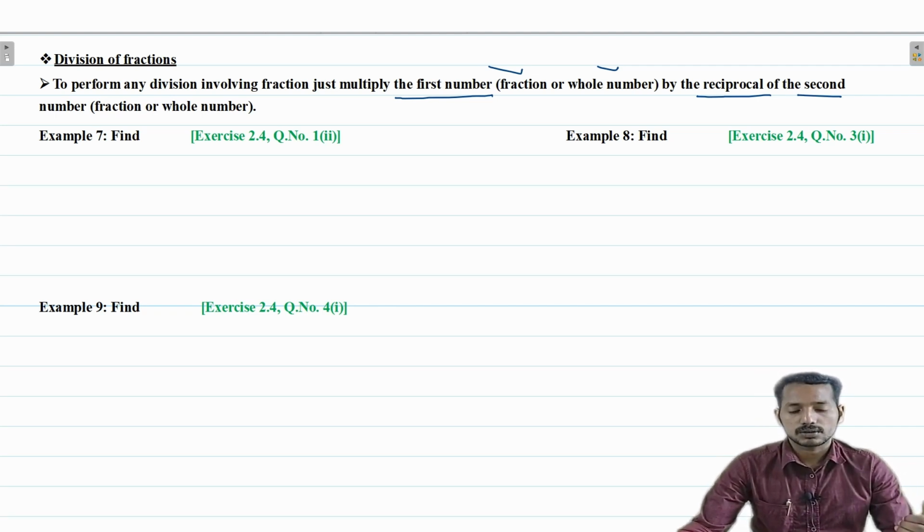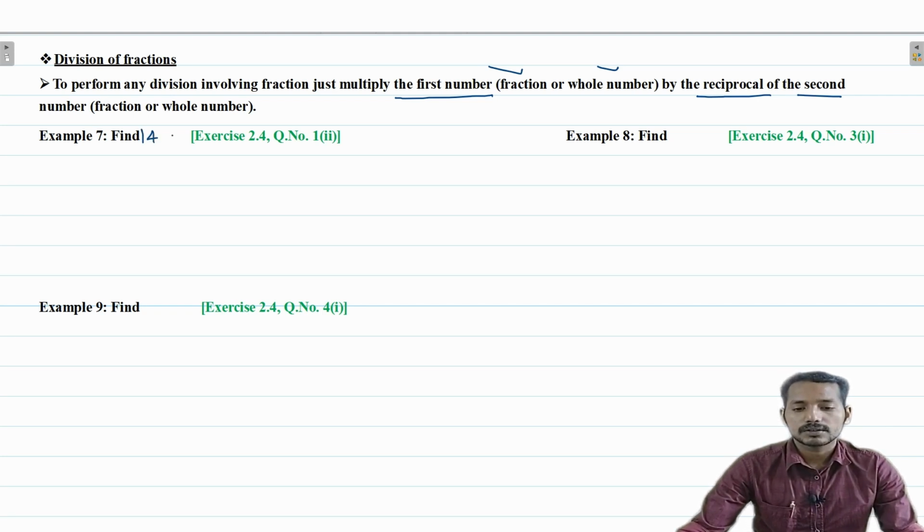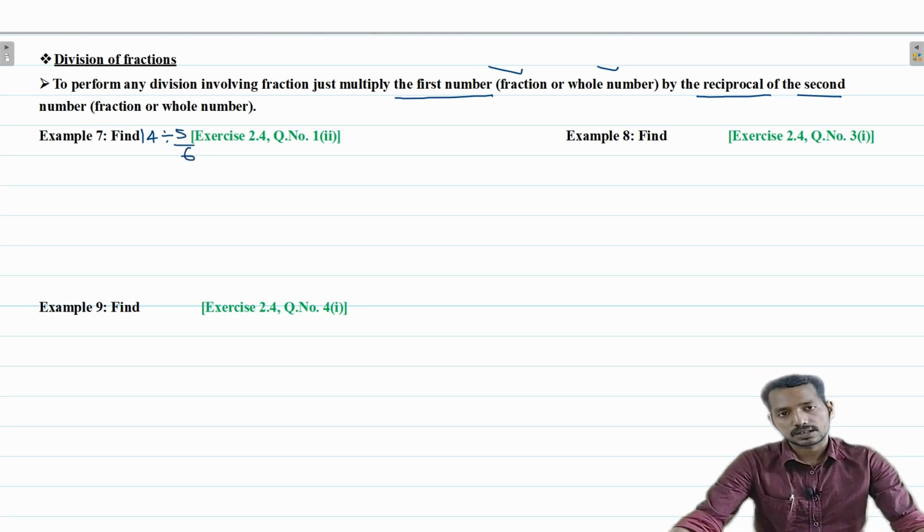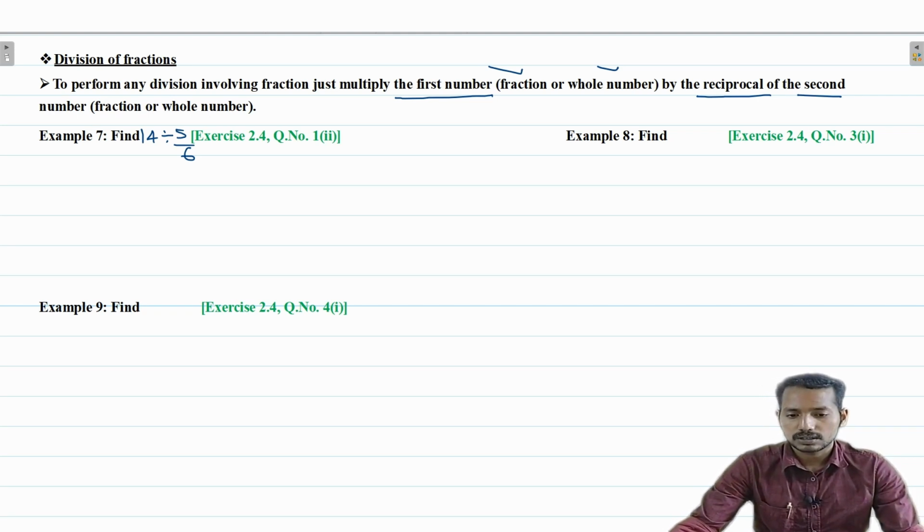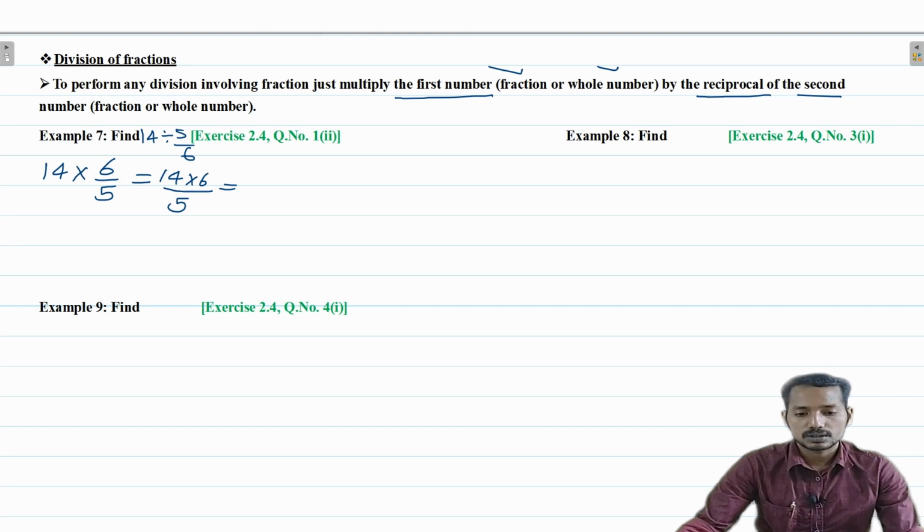For example, I am taking here exercise 2.4, question number 1, option number 2. 14 divided by 5 by 6. See here, the first one is a whole number, the second one is a fraction. So just keep the first one as a whole number, don't worry. So 14. Then multiply with the reciprocal of 5 by 6. What is the reciprocal of 5 by 6? That is 6 by 5. Now 14 into, we know how to multiply fractions. 14 into 6 divided by 5. 14 into 6 is equal to, 6 into 4 is 24, 2 is carry, 6 into 1 is 6, 6 plus 2 is 8, so 84 divided by 5.